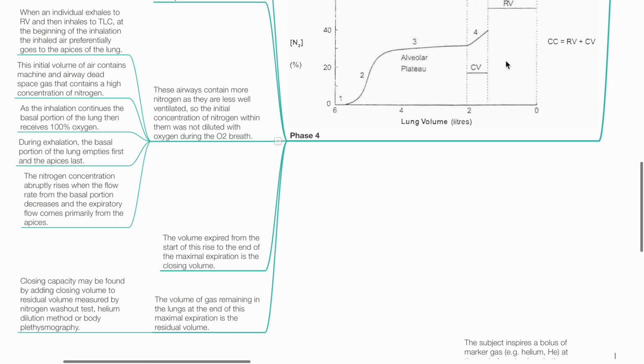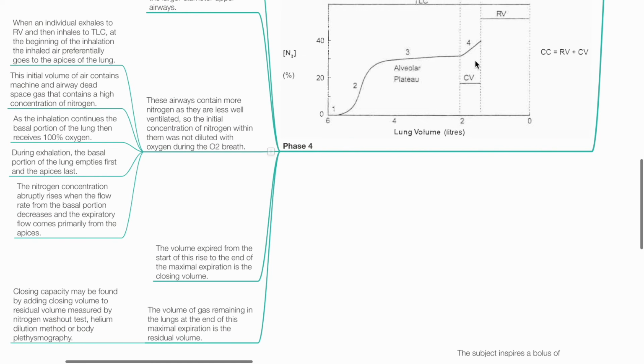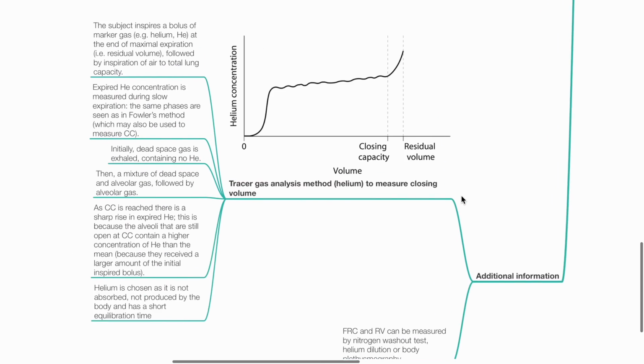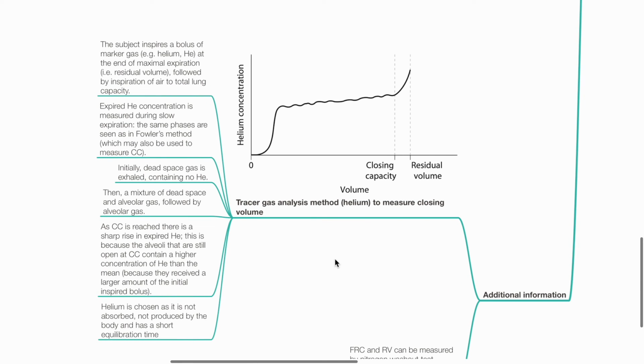Closing capacity may be found by adding closing volume to residual volume measured by multiple breath nitrogen washout test, helium dilution method or body plethysmography. But since the nitrogen analyzer is in use, multiple breath nitrogen washout test is preferred in the measurement of residual volume. Additional information: tracer gas analysis method using helium to measure closing volume.